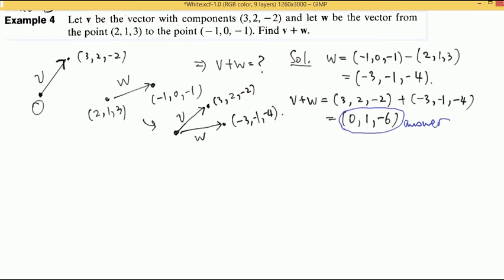Does that make sense? V is that vector and W is elsewhere, but what matters in the vector calculation is the component. So as a displacement vector, the component of W is negative 3, negative 1, negative 4. So you parallel transport this one and join the initial point at 0, then this coordinate will be exactly the component. If you do the parallelogram, the coordinate on the other side is 0, 1, and negative 6, by adding the two components. Any questions?